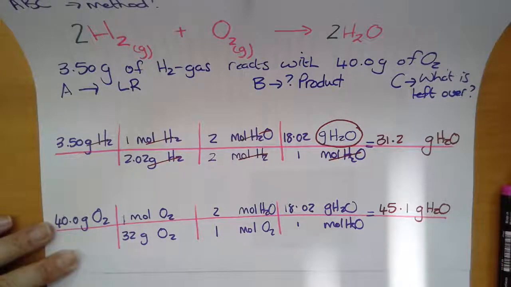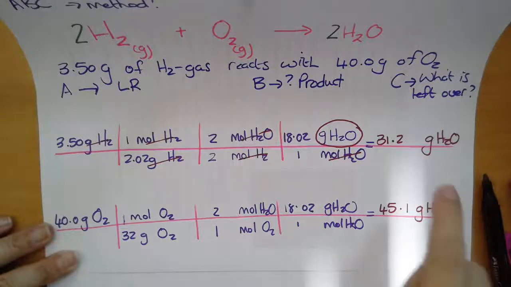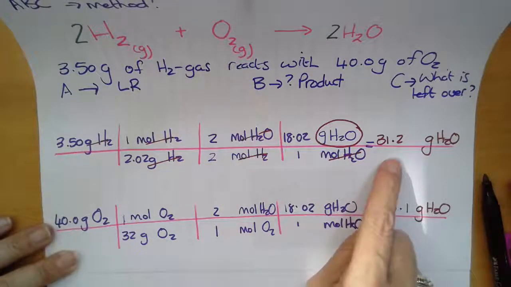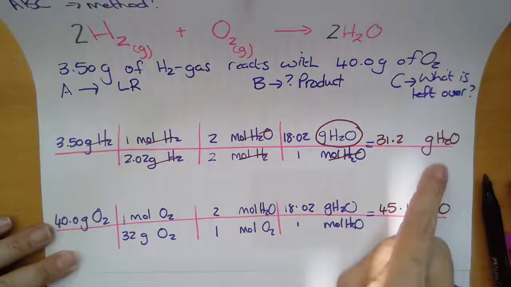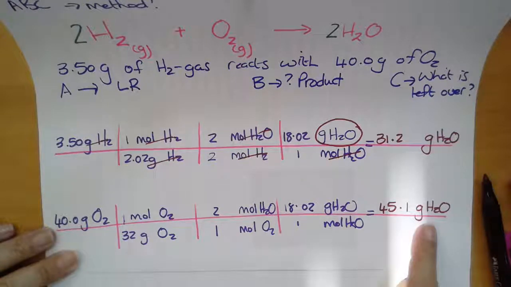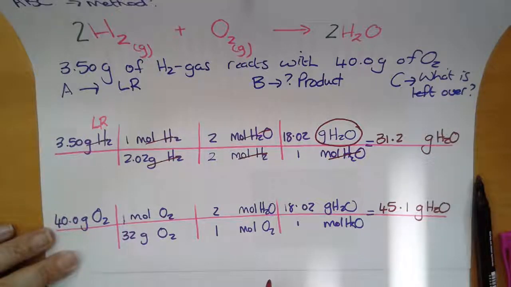Now I've answered A. How can I find the answer for A here? See which one you get less of. So the smallest value is the hydrogen, right? Yeah. Hydrogen gives me 31.2 grams of water. 40 grams of oxygen gives me 45.1 grams, which means I'm going to run out of H2. So H2 is going to be my limiting reactant, and that means O2 is going to be my excess reactant.